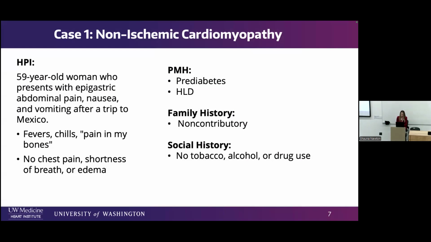So we have a 59-year-old woman who presents with epigastric abdominal pain, nausea, and vomiting after a trip to Mexico. She describes fevers, chills, and pain in her bones. She has no chest pain, shortness of breath, or edema. Her past medical history is pretty unremarkable, just some prediabetes and hyperlipidemia. She's not on any medications. Family history is non-contributory, and social history, she has no tobacco, alcohol, or drug use.